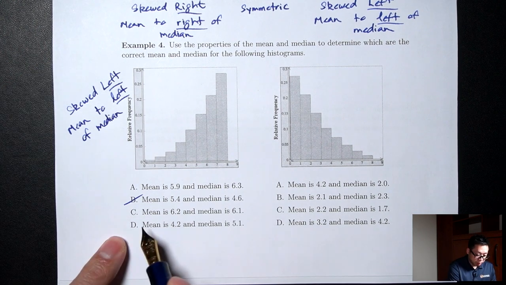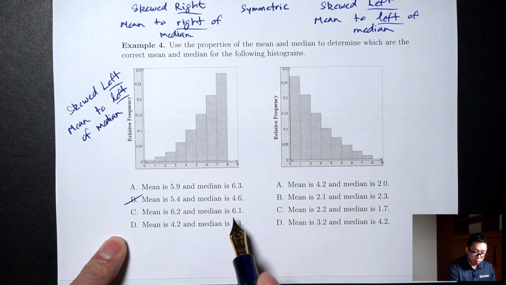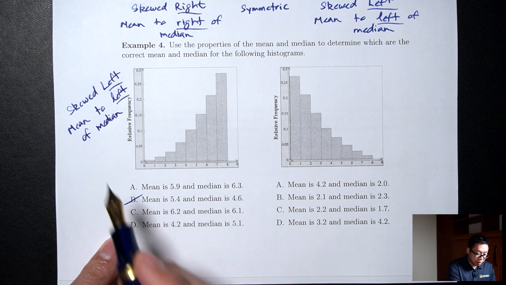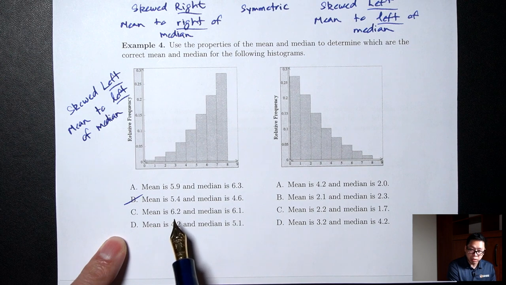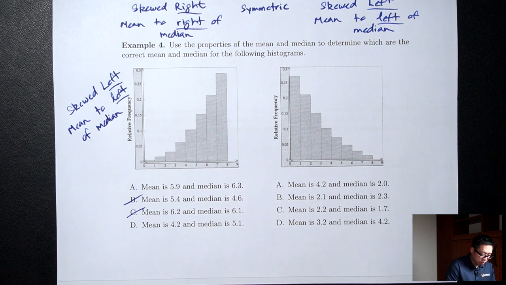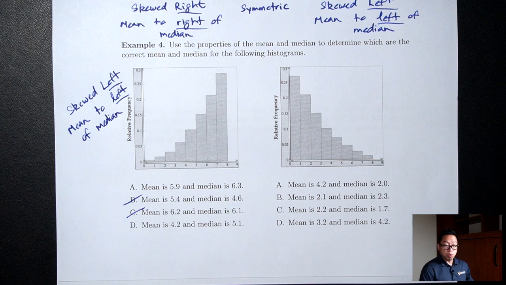Same thing with C. Mean 6.2, median 6.1. The mean should be to the left or less than the median. That's not the case for C. So C is no good. So now we're down to two choices.